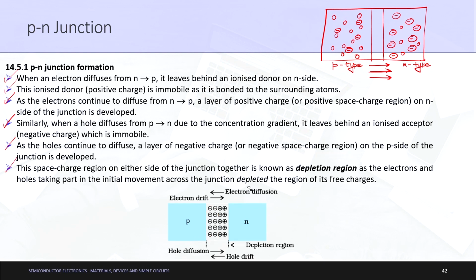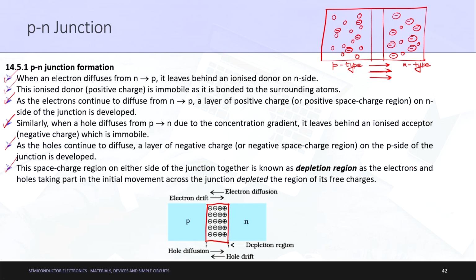Now read this last line very clearly. This space charge region, why is it written as charge? Because these have positive and negative charges, therefore it is called the space charge region on either side of the junction. This side also we have a region, this side also we have a region, together known as the depletion region. So this area is nothing but your depletion region.